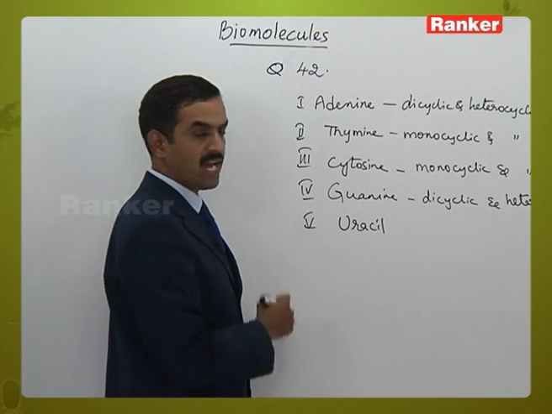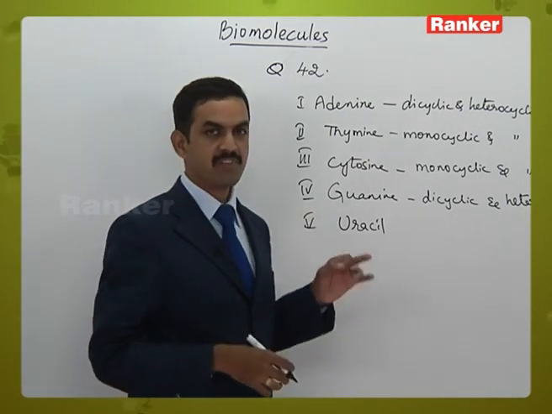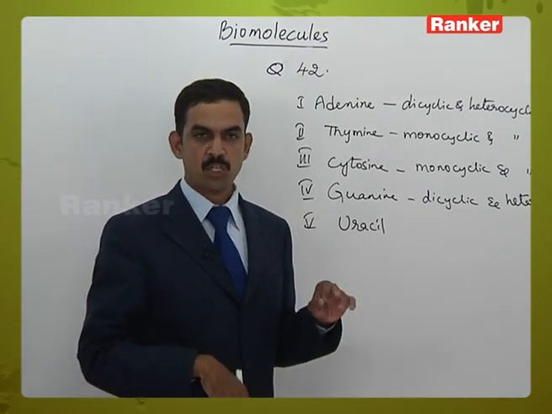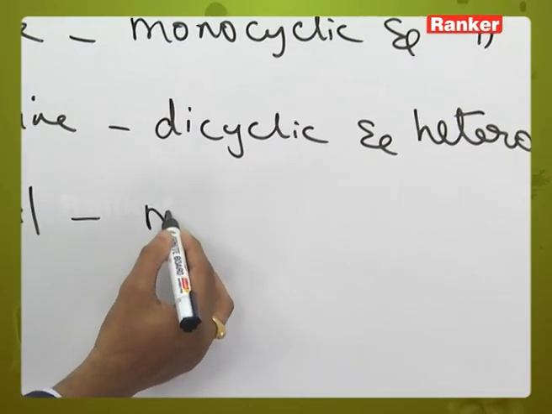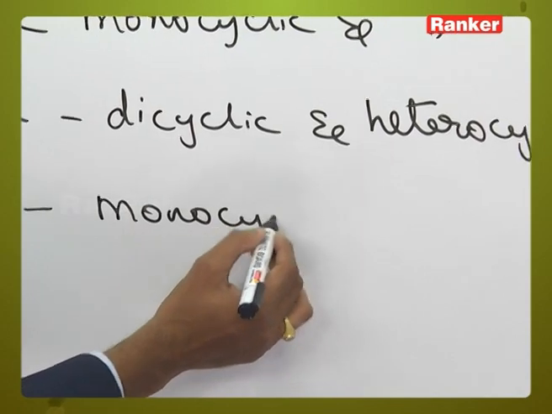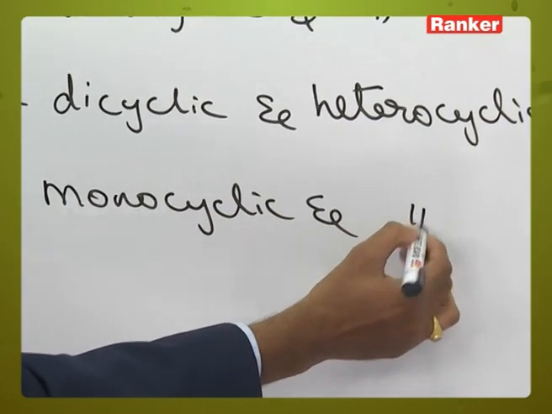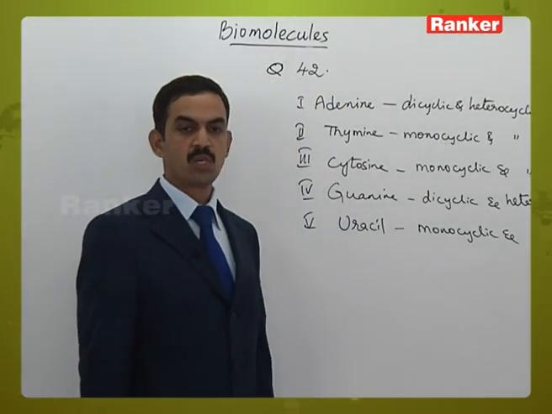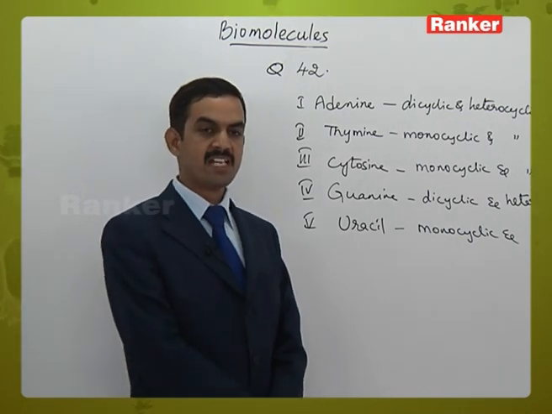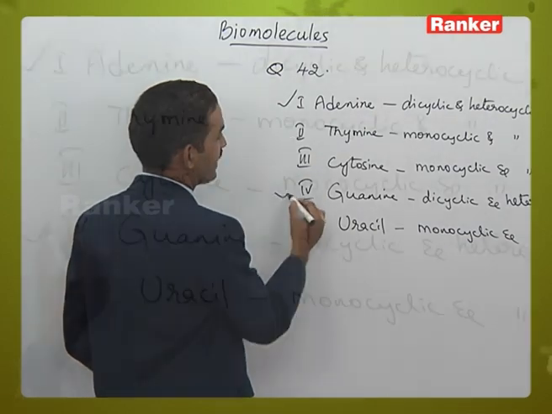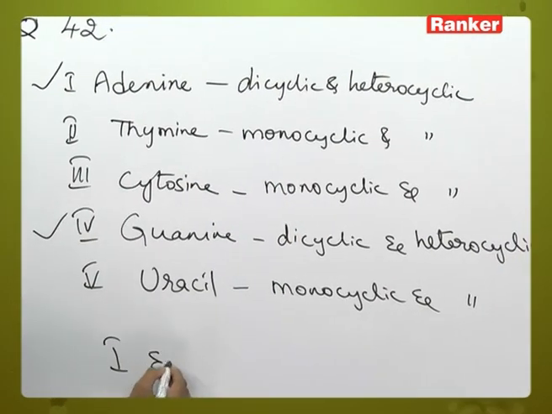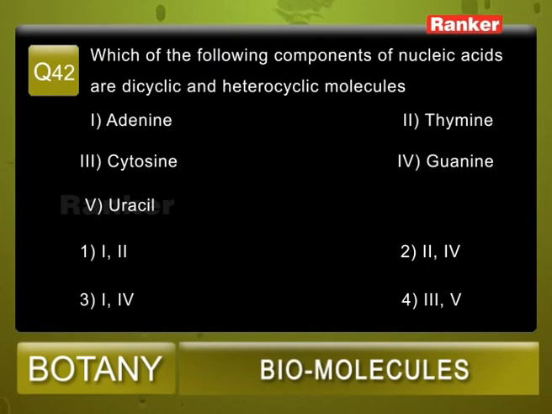Coming to uracil, uracil is a pyrimidine present in the RNA molecule, replacing thymine. As it is a pyrimidine, it is monocyclic and heterocyclic in nature. So which of the following components of nucleic acids are dicyclic and heterocyclic molecules? They are 1 and 4, that is, adenine and guanine. Question number 42, the correct answer is 3.